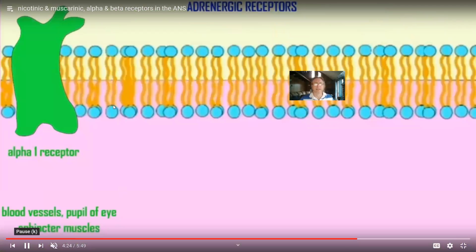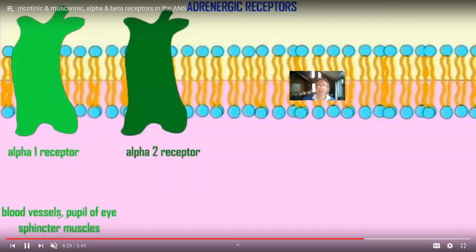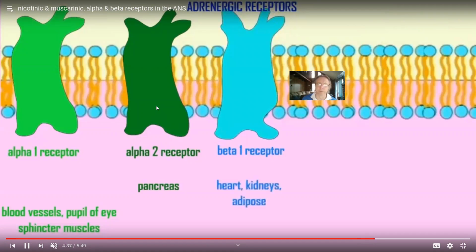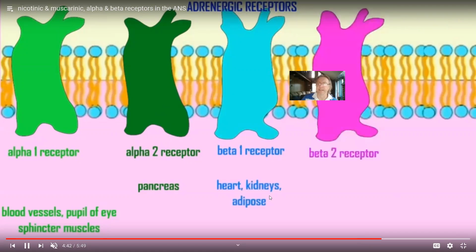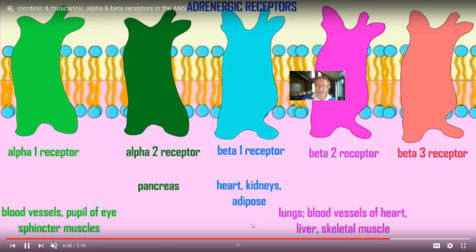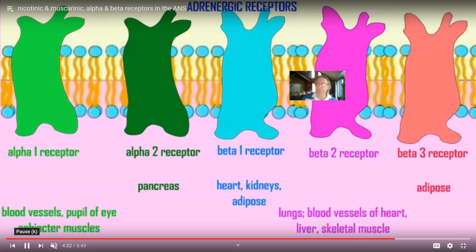So we have different receptors responding to norepinephrine and epinephrine: in blood vessels, the pupil of the eye and sphincter muscles, it's alpha-1; in the pancreas affecting insulin release, it's alpha-2; in the heart, the kidneys and adipose, mainly the heart, it's beta-1; in the lungs, blood vessels of the heart, liver and skeletal muscle, it's beta-2; and in adipose, it's beta-3. So there are different kinds of receptors.